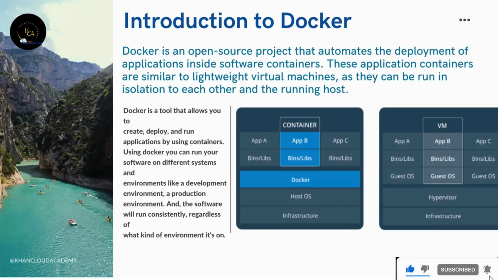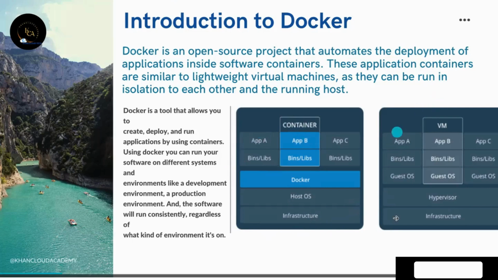containers. Using Docker, you can run your software on different systems and environments, like a development environment, production environment, you can say UAT environment as well, and the software will run consistently regardless of what kind of environment it's on, right? So here you can see two pictures, right? The containers and this VM part. So what is the difference between them?